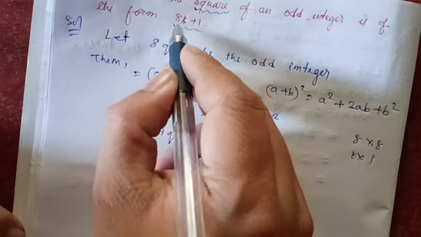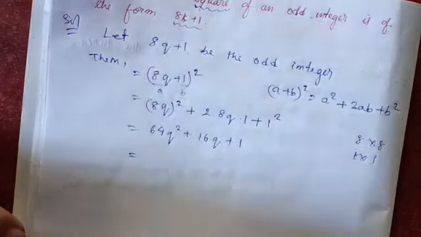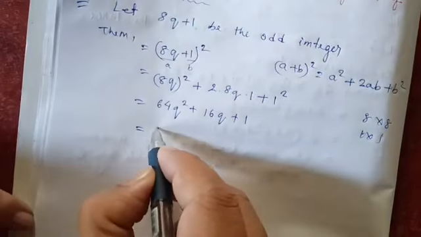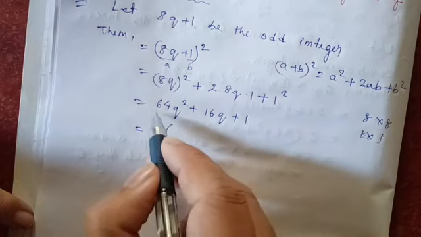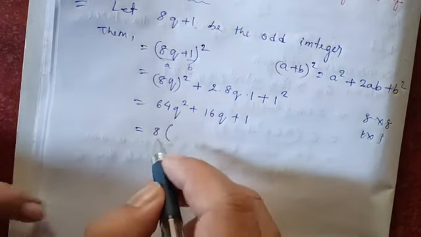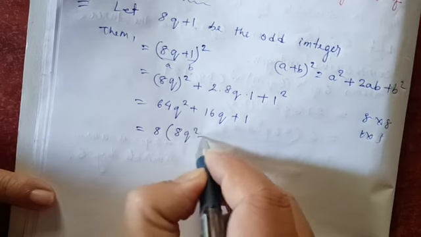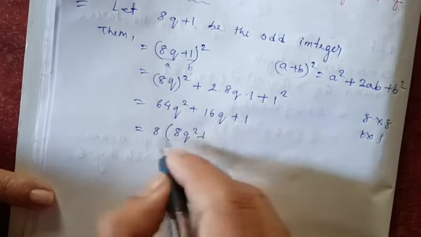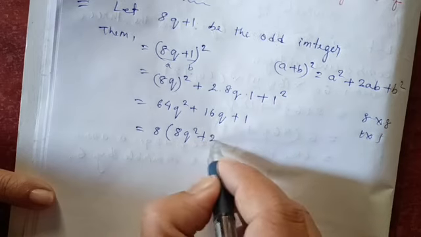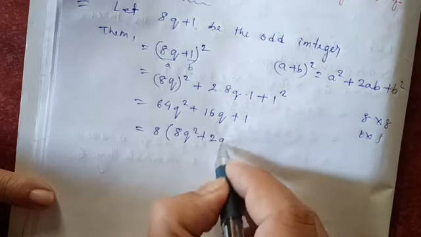Now it should be divisible by this 8. Right. So now let us take 8 common. If 64 is divided by 8, what do you get? 8 and r 64, so we get 8. If 16 is divided by 8, what do you get? 2. 8, 2 are 16.